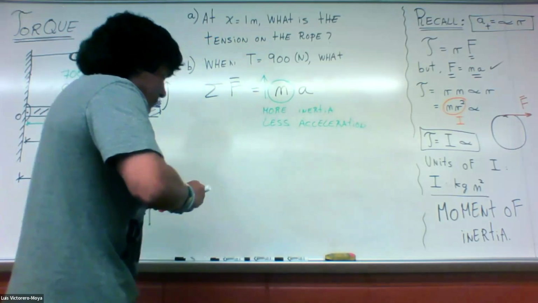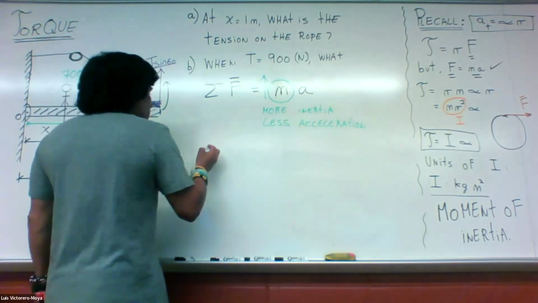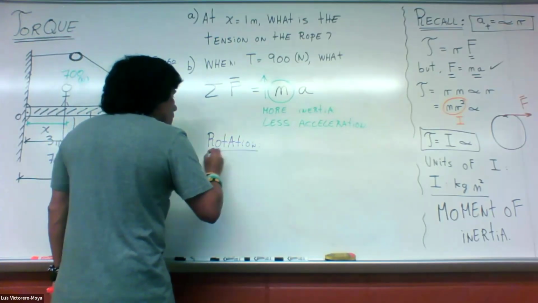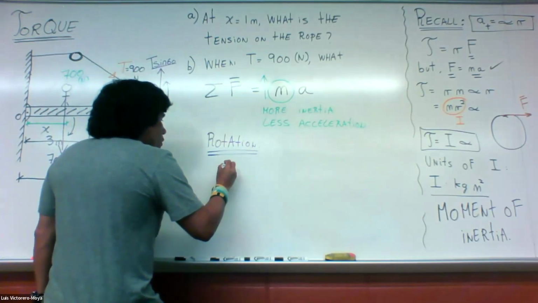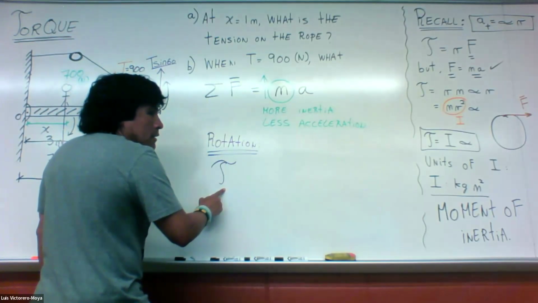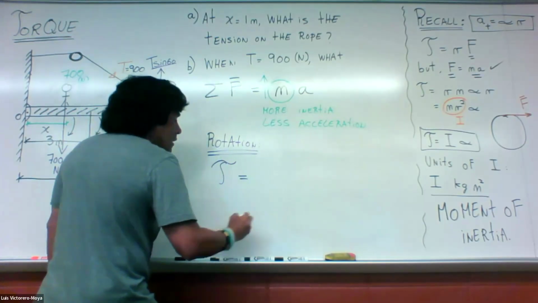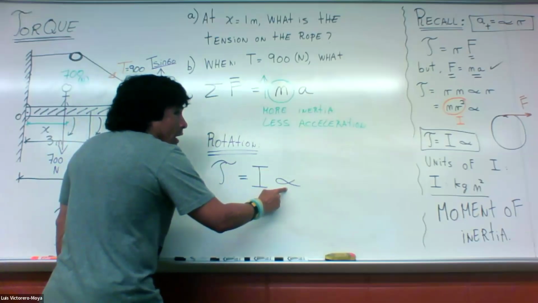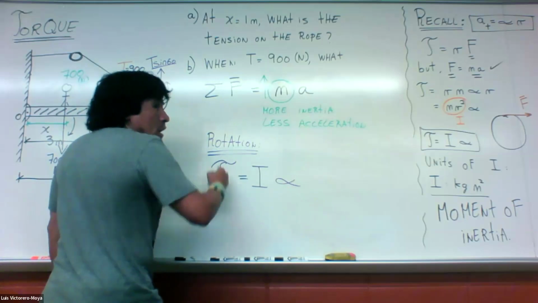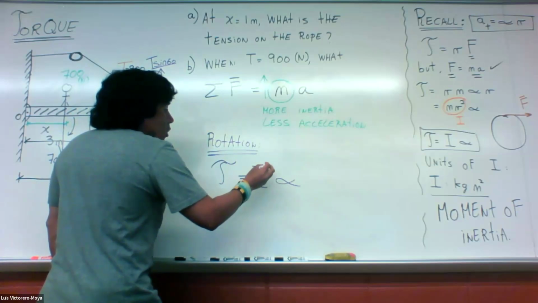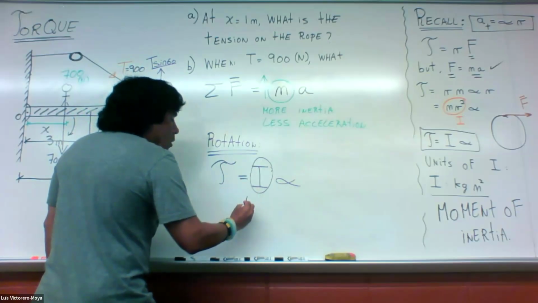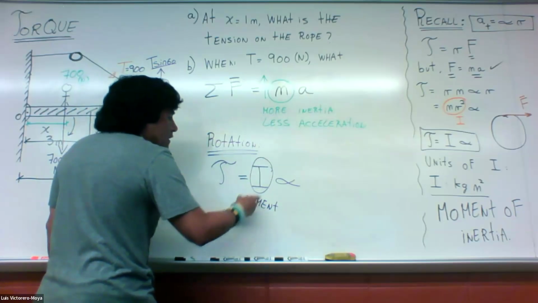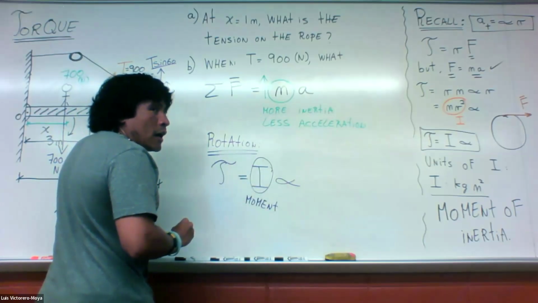Okay. But what about rotation? We just had this, that the net torque acting on a rigid body is I times alpha. Alpha is the angular acceleration. This is torque, which is the moment due to a force. So it makes sense that we call it moment of inertia. It is the analog to that. It is the quantity that reduces the angular acceleration of a rigid body.